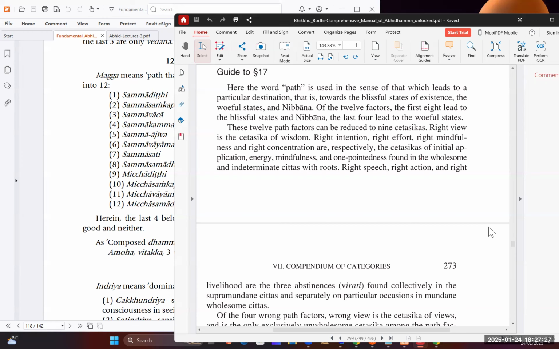These 12 path factors can be reduced to 9 cetasikas. Right view is the cetasika of wisdom. Right intention, right effort, right mindfulness, and right concentration are, respectively, the cetasikas of initial application, energy, mindfulness, and one-pointedness, found in the wholesome and indeterminate cittas with roots. Right speech, right action, and right livelihood are the 3 abstinences, virati, found collectively in the supramundane cittas and separately on particular occasions in mundane wholesome cittas.